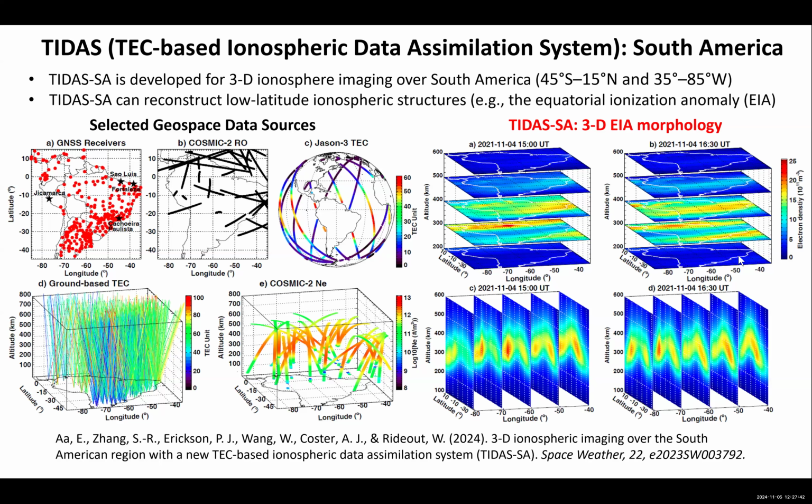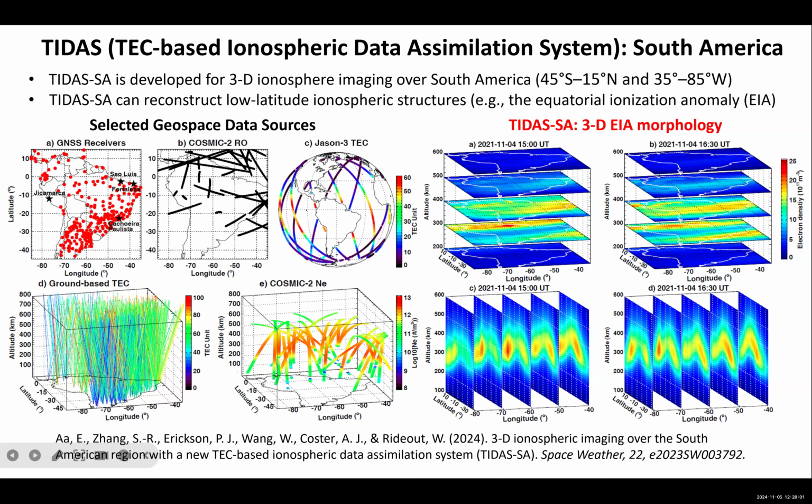And the right panel shows reconstructed three-dimensional electron density distributions. These are the horizontal maps. These are the vertical slices. So we can see the three-dimensional morphology of the EIA structures.